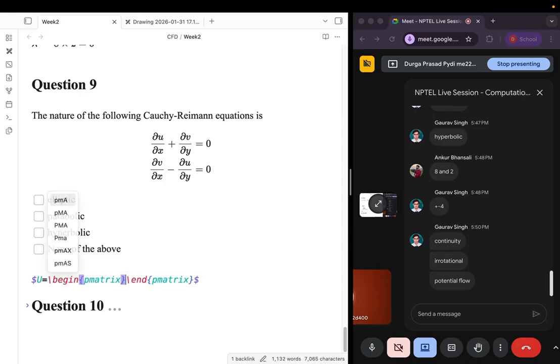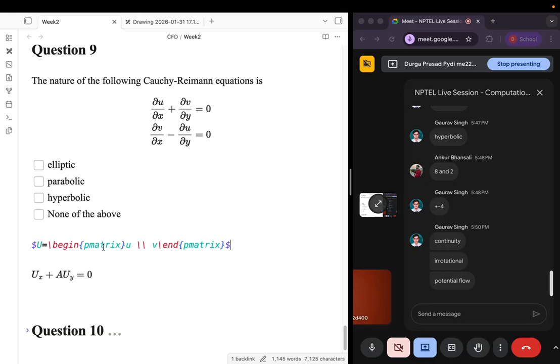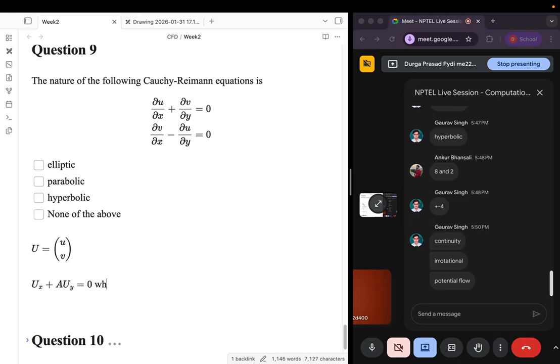If I write the same matrices as before, I have U and V. Let's say I want to write an equation of the form U with respect to X plus some constant, which we do not know yet, that is the matrix that we are trying to solve, times Uy equal to 0. This is the form I want to write it in, where Ux is basically the matrix where each of the terms are derivatives. You'll be taking the derivatives for each one.